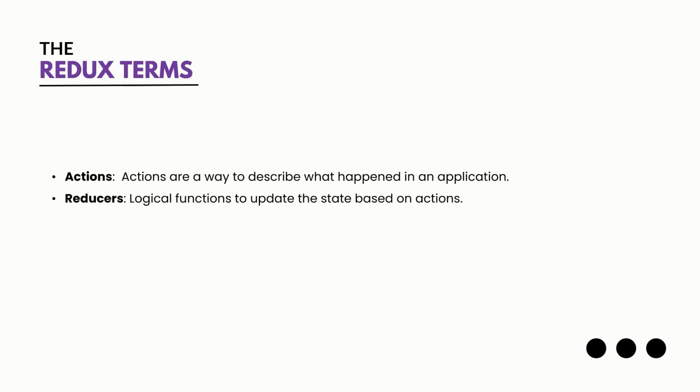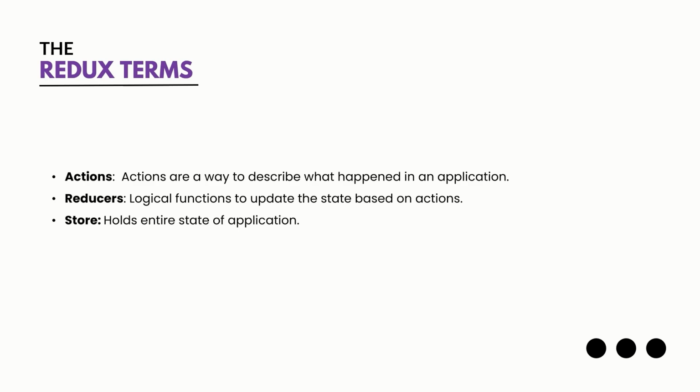So again, it's a logical function to update the state based on the actions. Once we fire the action, the action tells us what happened, then reducers move on and update the state based on the particular action received. So they are pure functions that specify how the application state changes in response to actions. They take the current state and the action and return a newly copied state that can be shared across the components. And we have the store, which holds the entire state of your application.